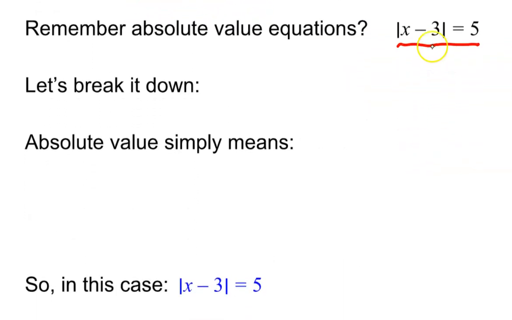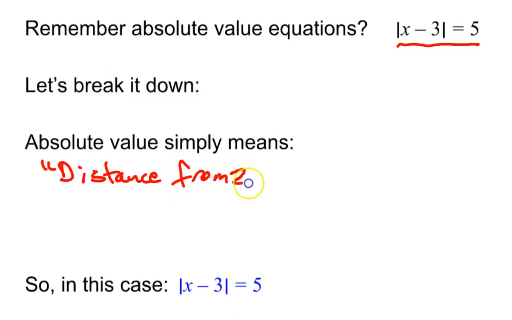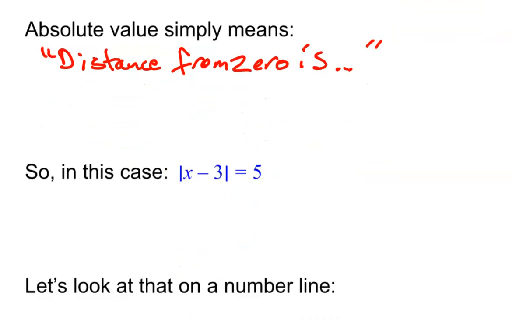So what all that really says is when you have an absolute value equation, it means the distance inside the absolute value, or the distance from 0. So let's just write that down. Absolute value means distance from 0. The distance from 0 is, and then whatever comes next. And in this case, the absolute value of x minus 3 equals 5 means the distance inside that absolute value is equal to 5. So whatever makes that true.